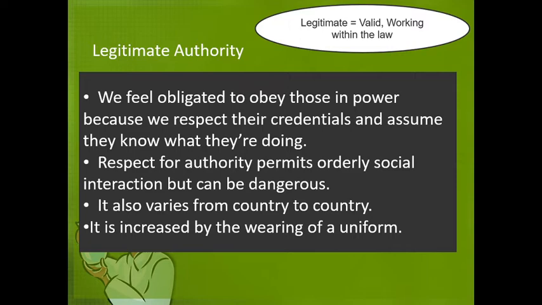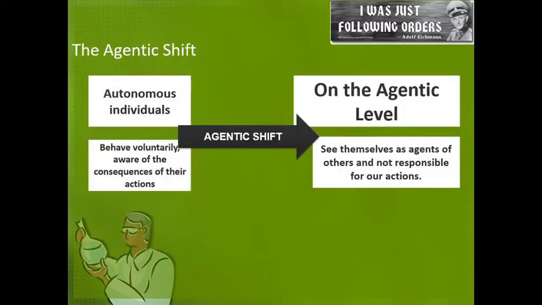And as we said before, the legitimacy of authority or respect for authority is increased by someone wearing a uniform, because that uniform acts as a symbol of their authority. So that's legitimate authority. Let's look at the agentic shift. This is the explanation that's often linked to the Nazis. If you remember Adolf Eichmann, the architect of the Holocaust, saying at his trial, "I was just following orders." This is the explanation we'd use for his behaviour.